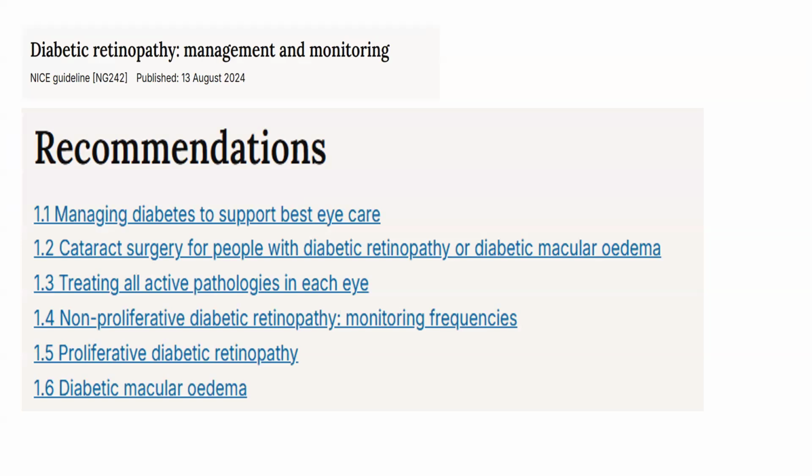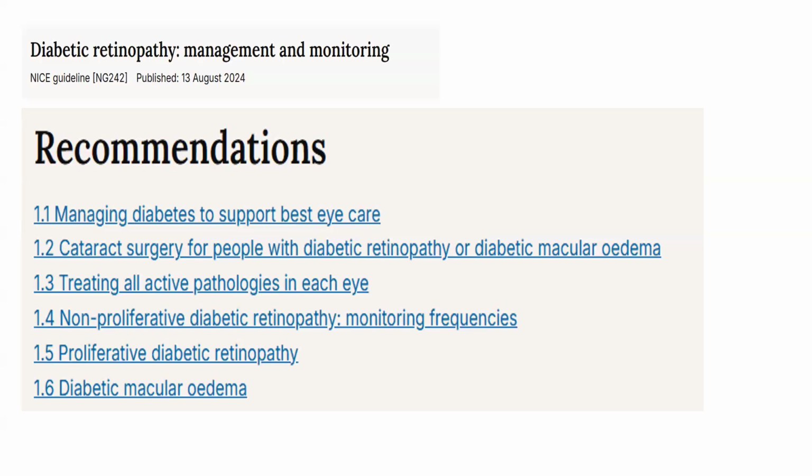In section 2, they have covered cataract surgery for people with diabetic retinopathy or diabetic macular edema. Then in section 1.3, they have covered how to treat the active pathologies in each eye. In section 1.4, the non-proliferative diabetic retinopathy, they have covered when and at what stage to refer, and the monitoring frequencies. They have covered in detail the management of proliferative diabetic retinopathy and diabetic macular edema, which is a very importantly asked topic for the specialty exams.